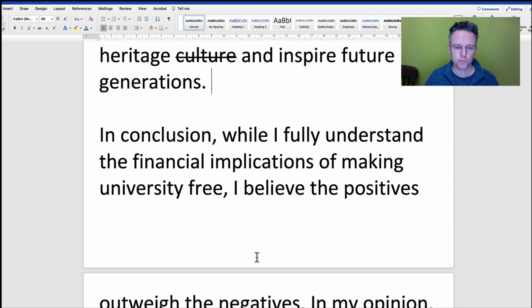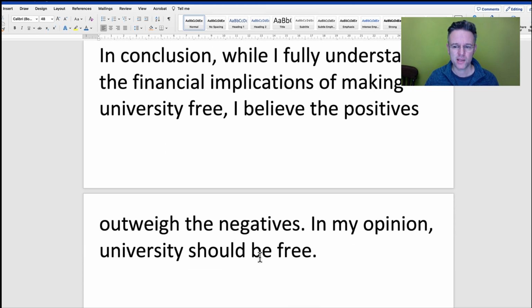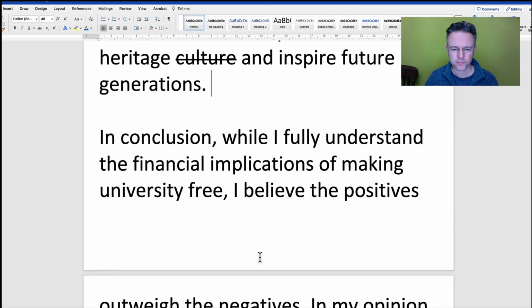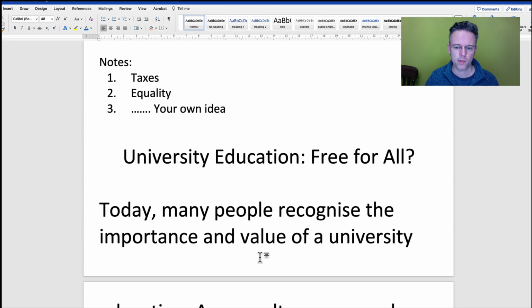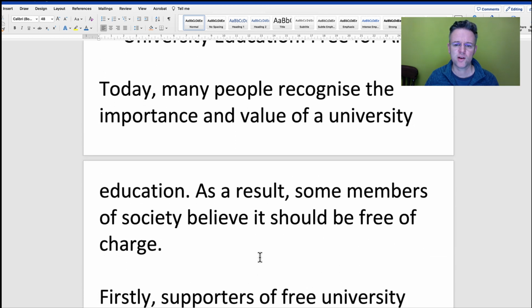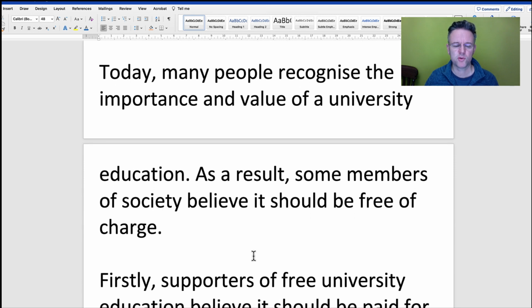In conclusion, while I fully understand the financial implications of making university free, I believe the positives outweigh the negatives. In my opinion, university should be free. Now let's take a look at some of these sentences. Today, many people recognise the value of university education. As a result, some members of society believe it should be free of charge.